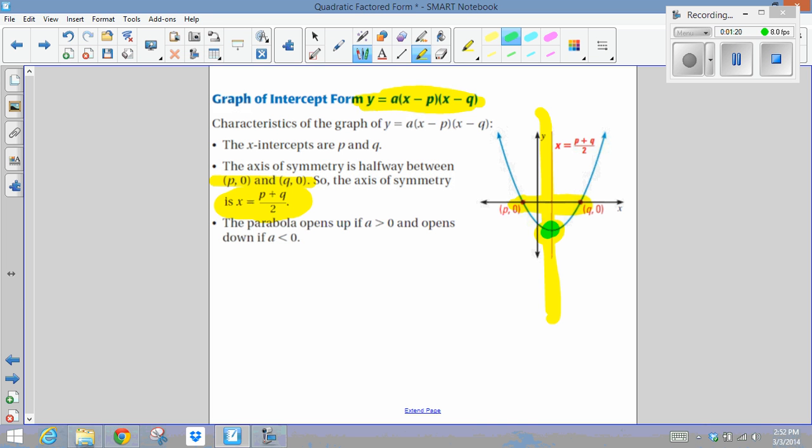And then in order to find the y value, we're going to have to plug that x value back into our equation and find it. So let's give this a try.